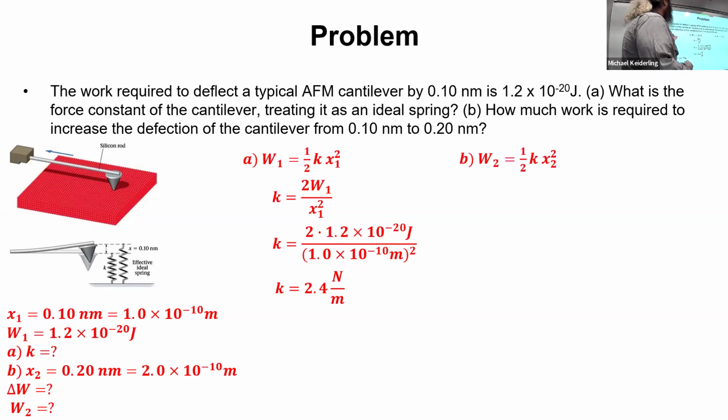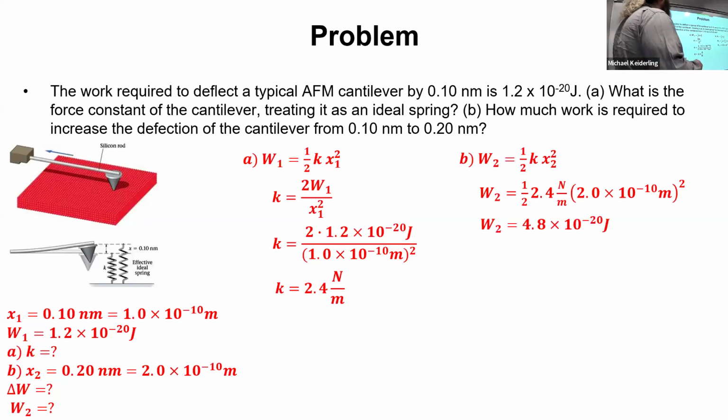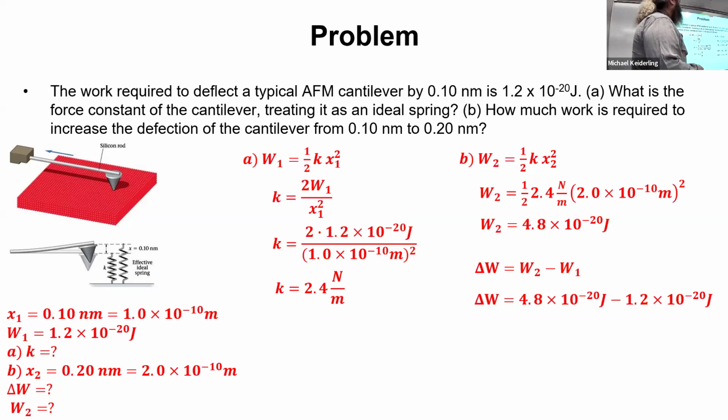Well, now that we know that, work 2 is going to be 1/2 kx2 squared. So that's 1/2 times 2.4 newtons per meter times 2 times 10 to the minus 10 meters squared, which will end up 4 times work 1 at 4.8 times 10 to the minus 20 joules. And if we're looking at the change in work, that's work 2 minus work 1. So 4.8 times 10 to the minus 20 joules minus 1.2 times 10 to the minus 20 joules gives us 3.6 times 10 to the minus 20 joules. Any questions?